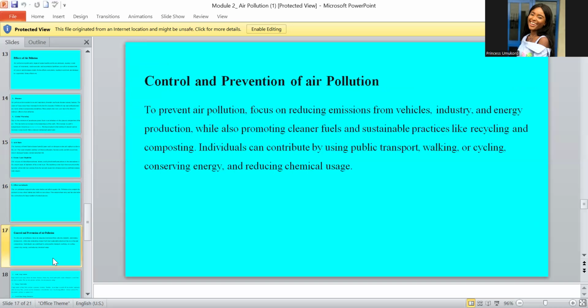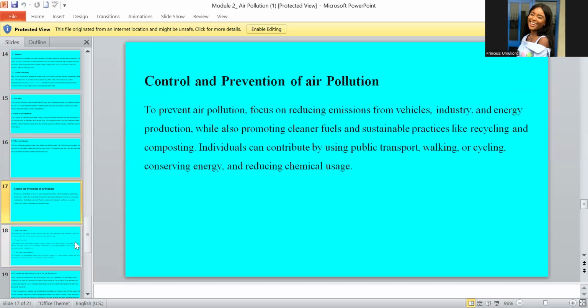So how can we control and prevent air pollution? To prevent air pollution, we must focus on reducing emission from vehicles, industry, and energy production, while also promoting cleaner fuels and sustainable practices like recycling and composting. And we could do them in the following ways.